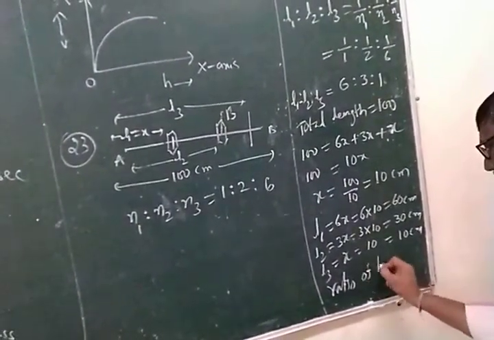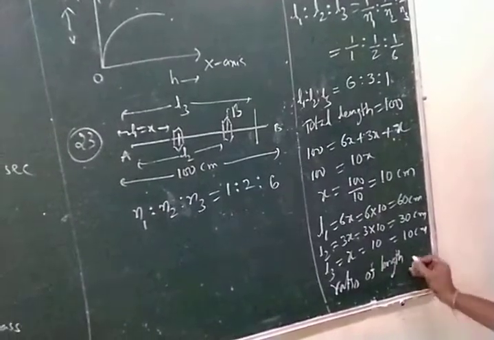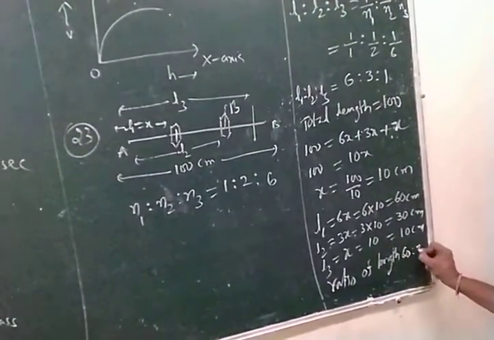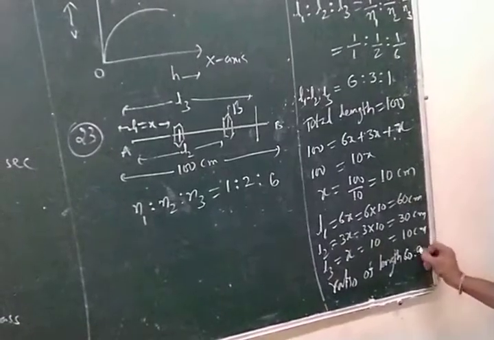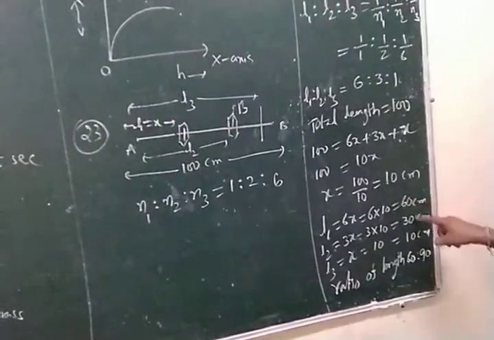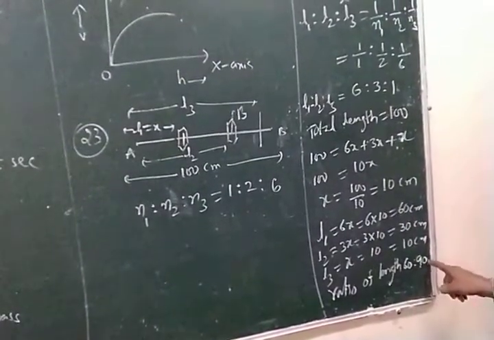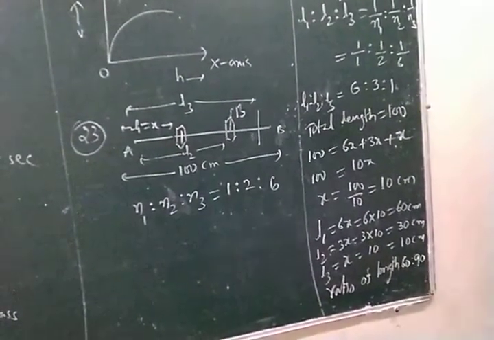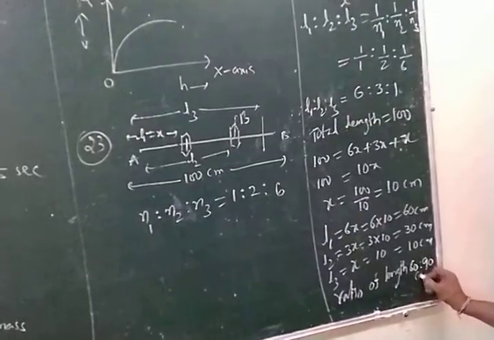Here the ratio of lengths is 60 is to 30. So 60 is to 90. Because the first one is 60 and we are adding the second length of 30. That is 60 plus 30, how much is it? 90. That means the bridges are at 60 and 90 centimeters.